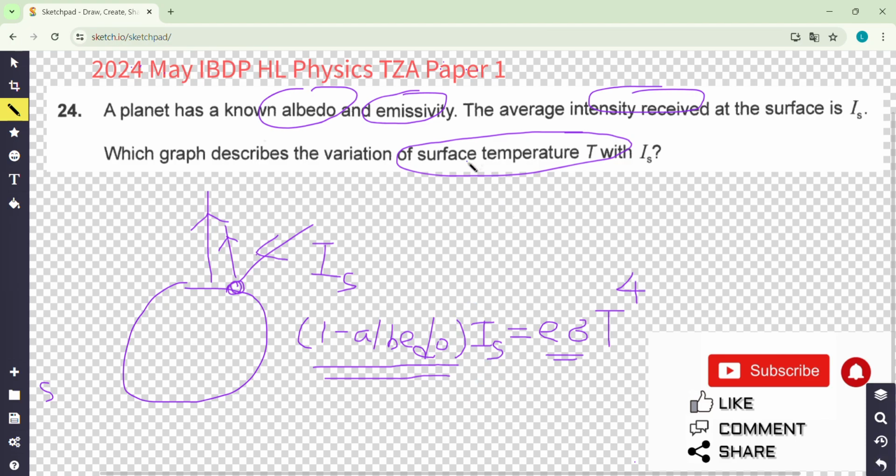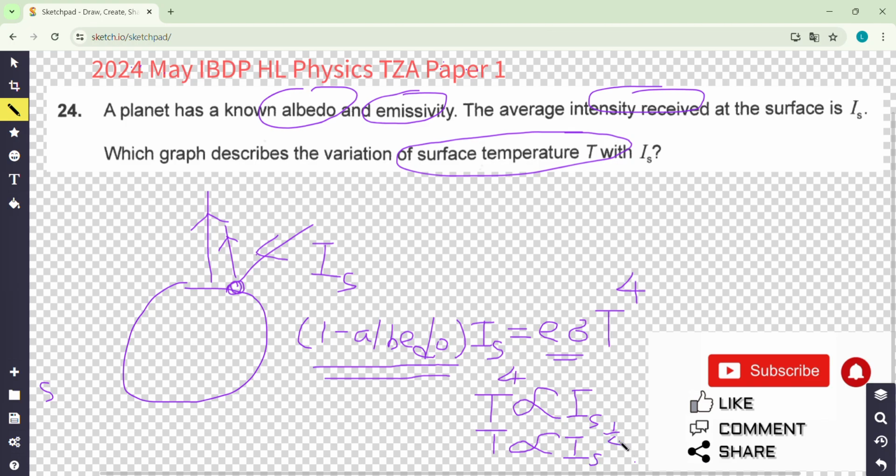So what is the surface temperature depends on IS. So make T^4 the subject. It is proportional to IS. Okay. So T is proportional to IS to the power of 1/4.